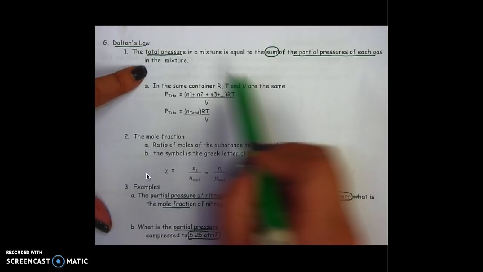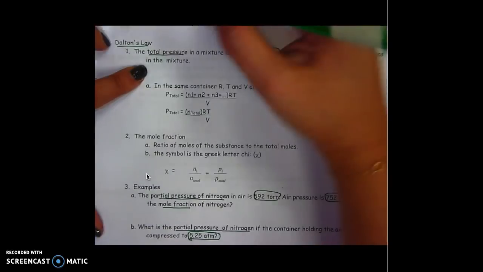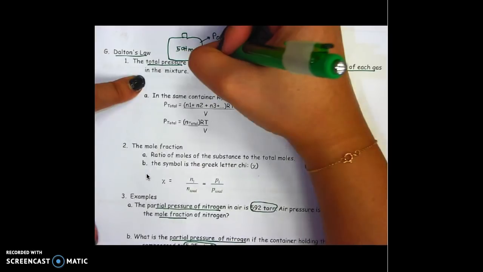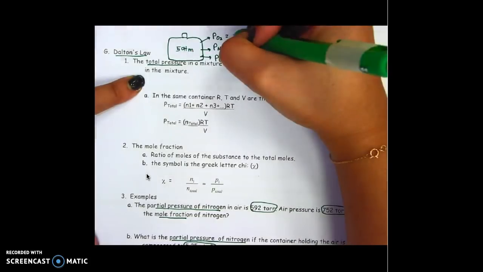So that means if you have one big container of gas right here, and let's say we knew that the total pressure were 5 atmospheres of pressure. And let's say inside this container, I'm just going to name some gases. We'll say one of the gases is oxygen gas, one is nitrogen gas, and one is CO2. Let's say, I'm just making up some numbers. We'll say that the partial pressure of oxygen is 1 atm.